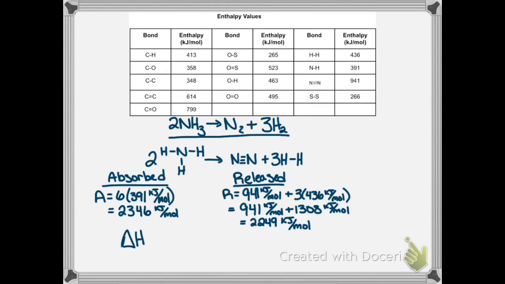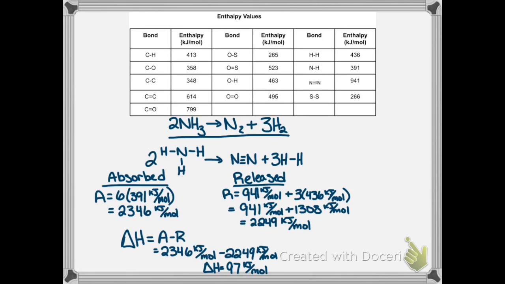Now, if we remember from that first slide, we remember that the delta H is really equal to the absorbed minus the released energies, which means that we're going to take the 2,346 kilojoules per mole, and we're going to subtract the 2,249 kilojoules per mole. Once we do that, we will find our delta H value, and the delta H value is going to be positive 97 kilojoules per mole.